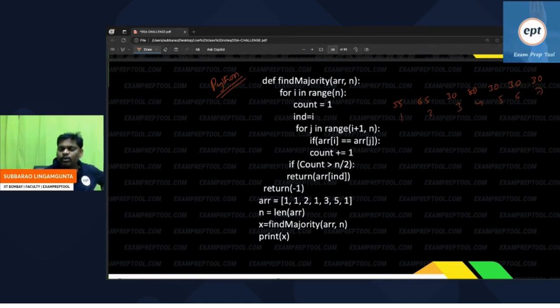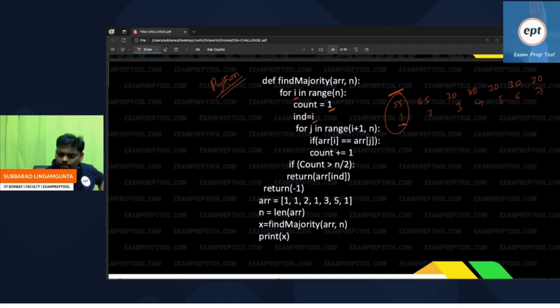So what is the one simple idea? Take the element 55. Count how many times 55 will come. Take the first element. For i in range n. So take the first person. Make the count as 1. Index is i. Take the first person. Now that will be compared with all other people.